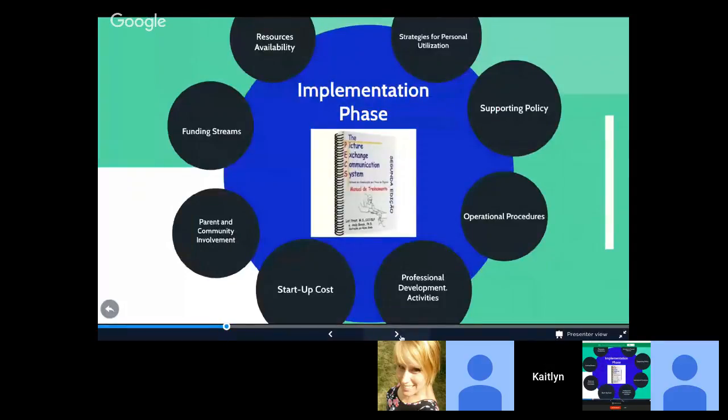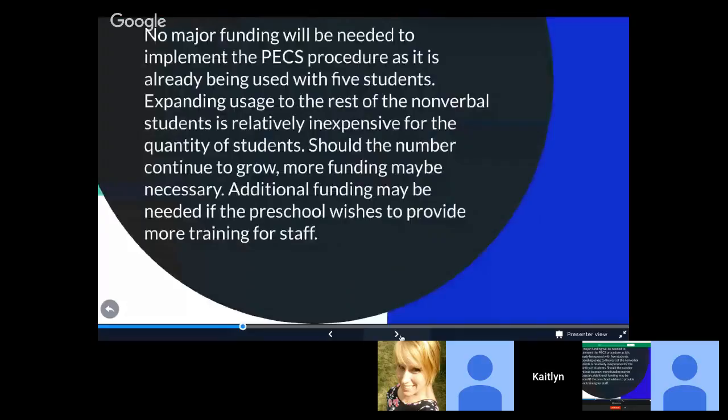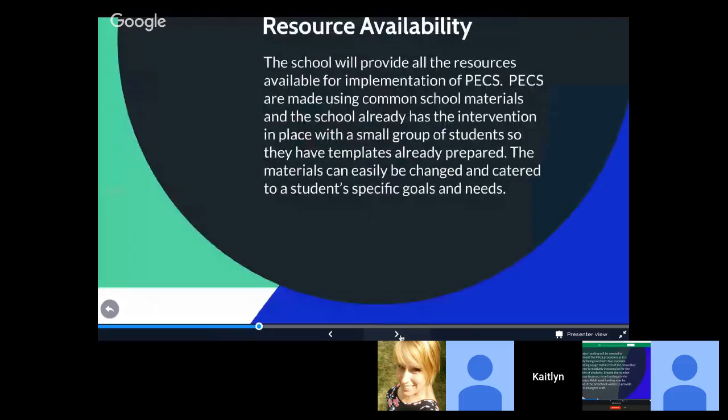Okay, so the first part of the installation phase will be the funding streams. So no major funding will be needed to implement the PECs procedure, as it's already being used with 5 of the students currently at the preschool. Expanding the usage to the rest of the nonverbal students is relatively inexpensive for the quantity of students. Should the number continue to grow, if there are more students who are nonverbal and need to use PECs, then more funding may be necessary. Also, more funding may be necessary if the preschool needs to hire more staff or provide more training, should the number grow.